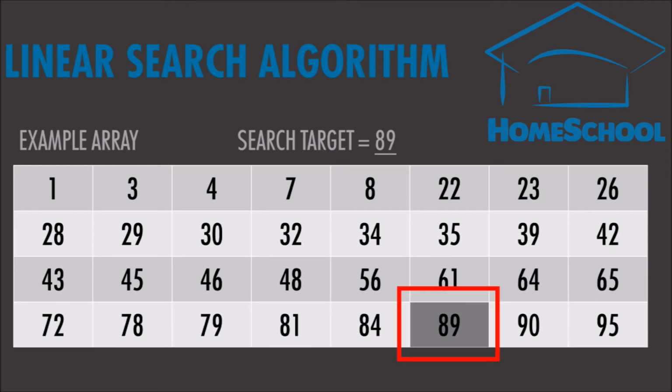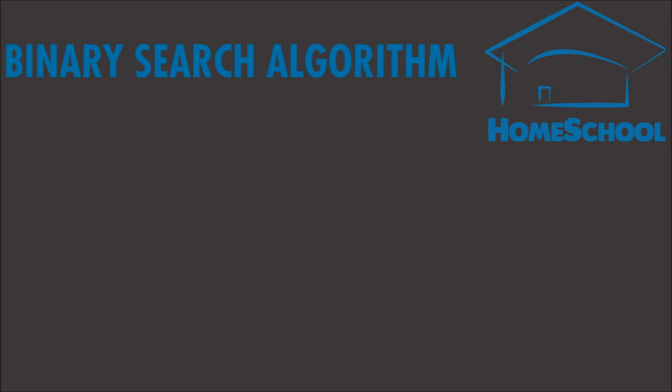The algorithm has now found the target value, so it stops searching. A binary search algorithm is fairly similar to the linear search algorithm in that it locates a target inside a data structure. However, the binary search algorithm goes about it in a more intelligent way than the linear search algorithm.